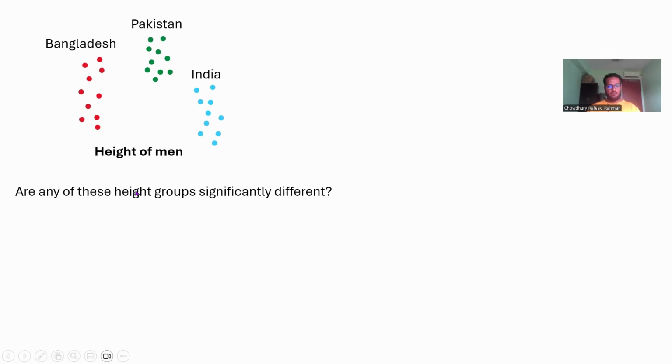The ANOVA test is used for this kind of thing when there are more than two groups. For example, here there are three groups, but this question can actually be proposed in a completely different way. Let me show you how. You can say, is male height influenced by country of origin? So here, male height is the result and country of origin is the one influencing the height. That means it is the effect.